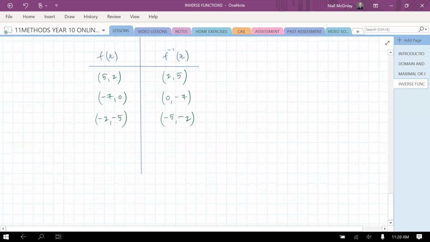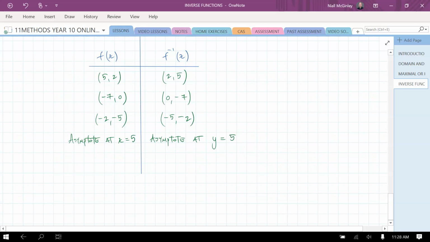Now this doesn't just mean for coordinates, it also means for asymptotes. So say we had an asymptote at x equals 5. It means that on your inverse function, you would also have an asymptote. But because we swap the x and the y, your asymptote would be at y equals 5.